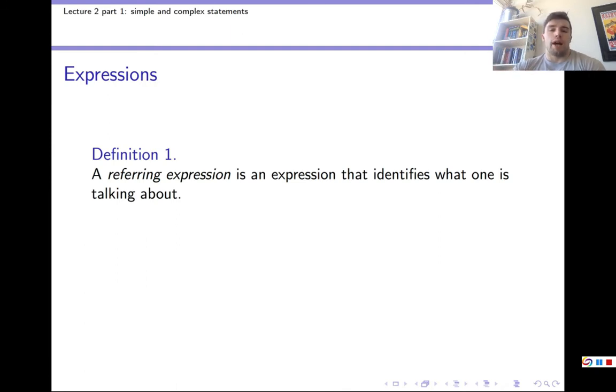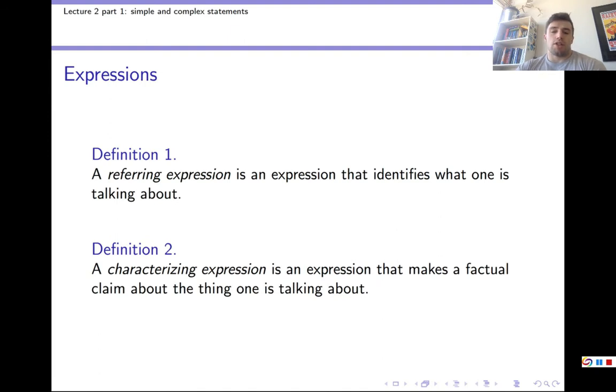So we start by looking at what happens when we make a definite claim. One way of making a definite claim is to express two things. First, you identify something or someone that you're talking about, and then second, you make a claim about it or them. An expression that does the first of these things, that is, an expression that identifies what it is we're talking about, is called a referring expression. That's definition 1 here. An expression that does the second of these things, that is, an expression that makes a factual claim about the referent of the first expression, is called a characterizing expression, and that's definition 2 on the screen there.